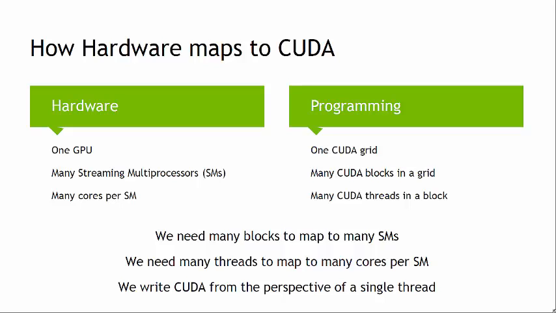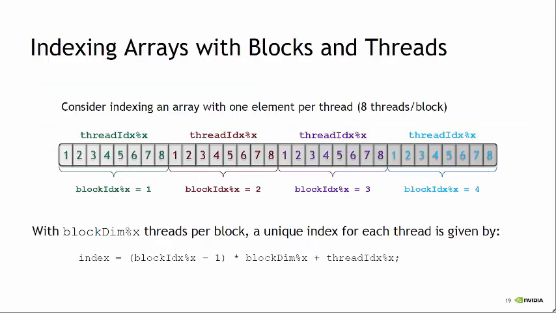But the core of this is that we need many CUDA blocks to map to our many SMs, and we need many threads in each block to map to our many cores per SM. When we're writing CUDA, we write it from the perspective of a single thread. Now, we have our blocks and threads, so blocks contain threads, and you'll have seen something like this in my earlier presentation. This is how we calculate which element to work on from our blocks and threads.